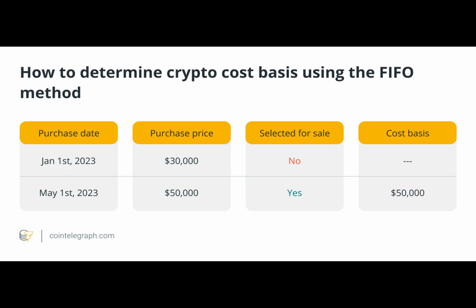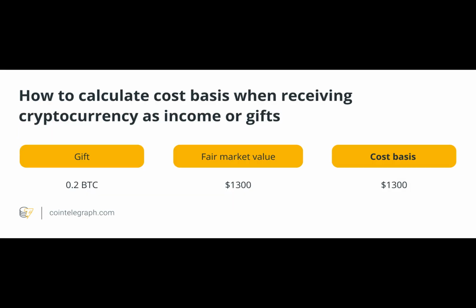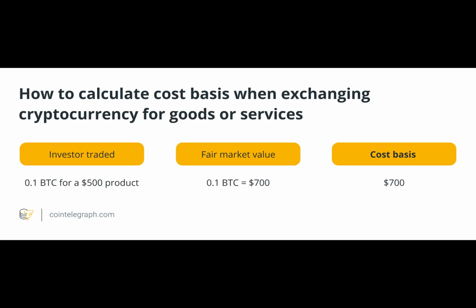Similarly, the sum of money spent on purchasing a cryptocurrency serves as its cost basis. This covers the cost of the cryptocurrency and any transaction fees paid at the time of purchase. For example, the total cost basis will be $10,020 if an investor paid $10,000 for 1 BTC and a $20 transaction fee.